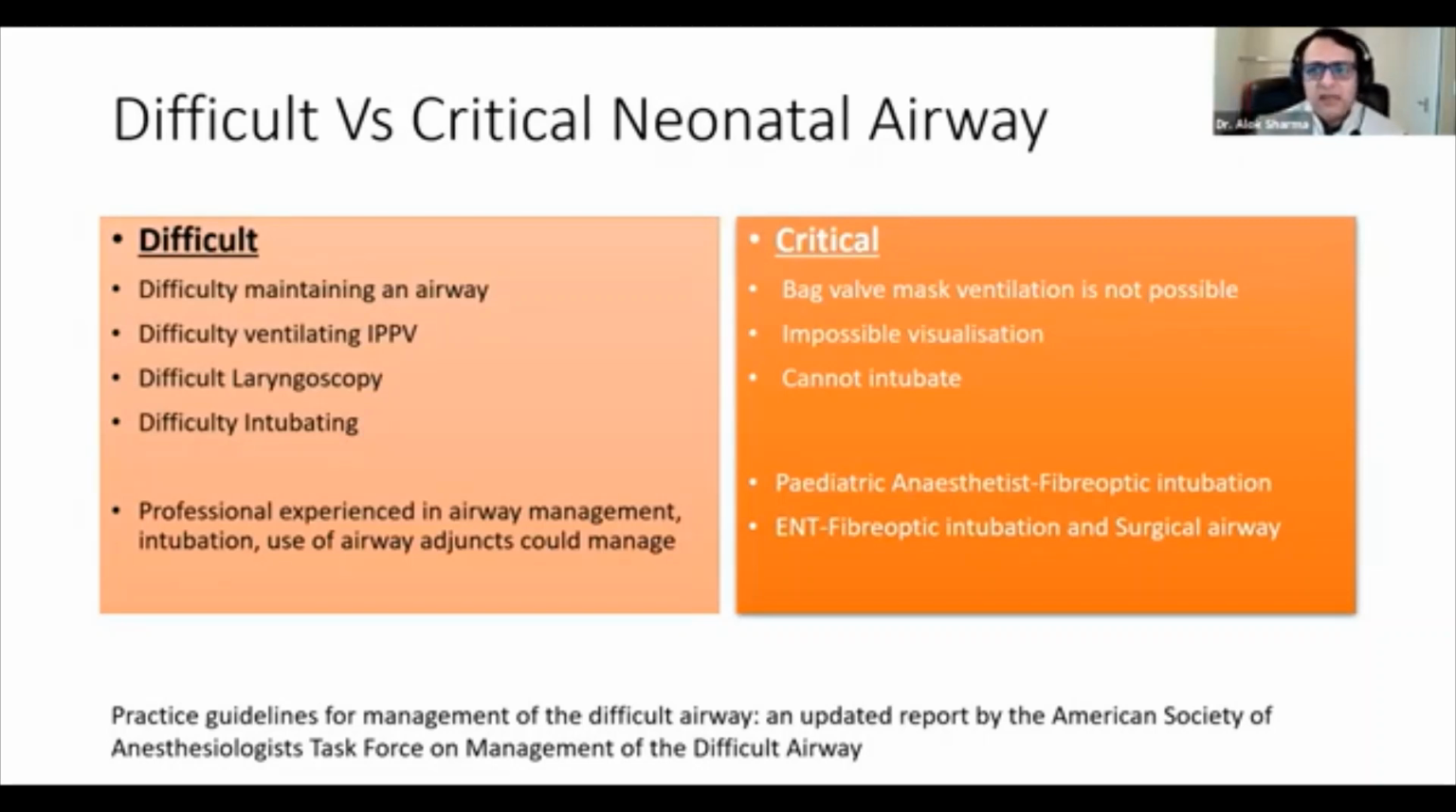What is absolutely essential in those circumstances is that you differentiate between the airway that is merely difficult, where you are able to manage the baby, you are able to successfully either ventilate or oxygenate that baby by a means other than a mask or through intubation, versus an airway that's critical. A critical airway is an airway where you would not be able to bag valve mask ventilate the baby, nor would you be able to visualize the glottis, nor would you be able to intubate the baby.